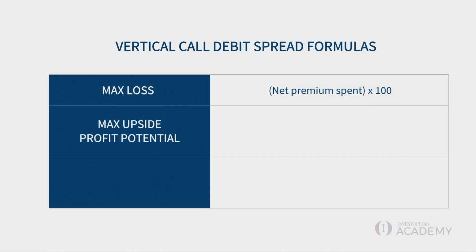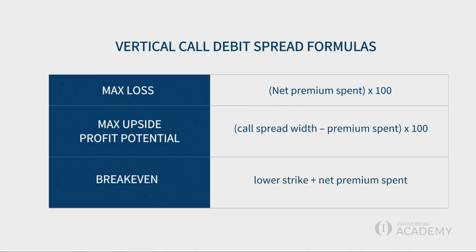Max upside profit potential. Remember, we went over this earlier whenever we discussed spreads and those formulas, a debit spread. Well, it's simply going to be the call spread width minus the premium spent. We're talking about one contract here, times 100. So again, that's going to be your max upside profit potential.